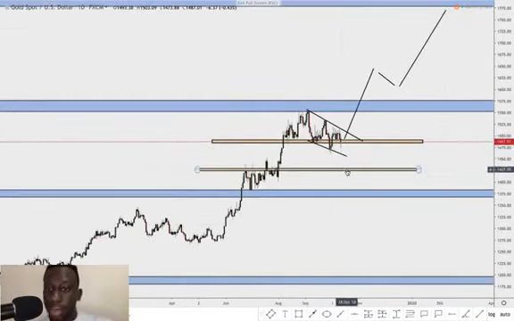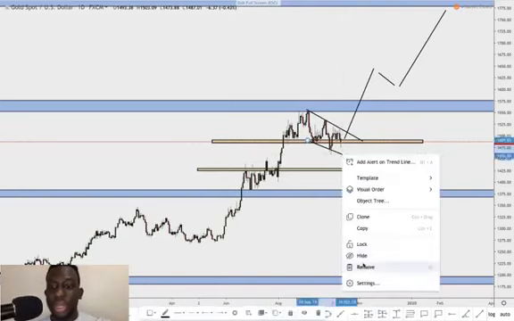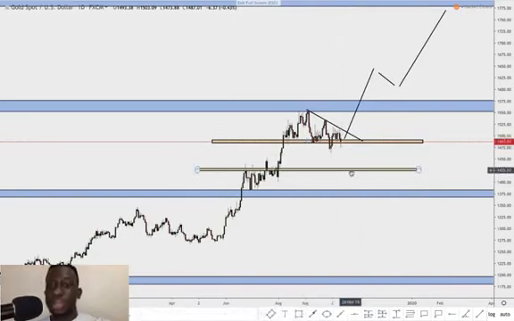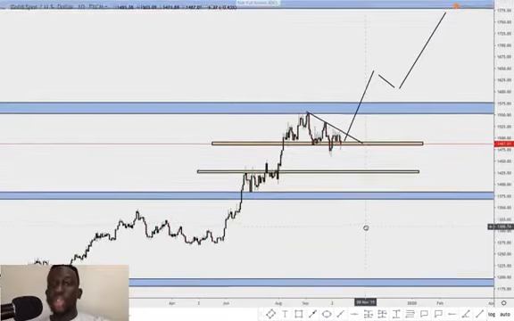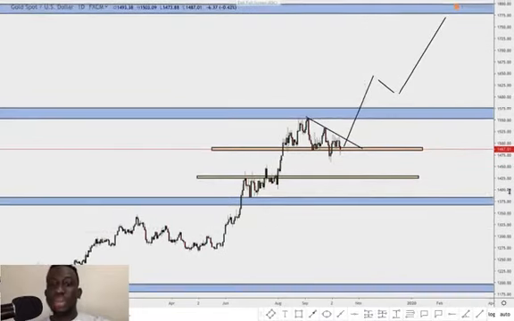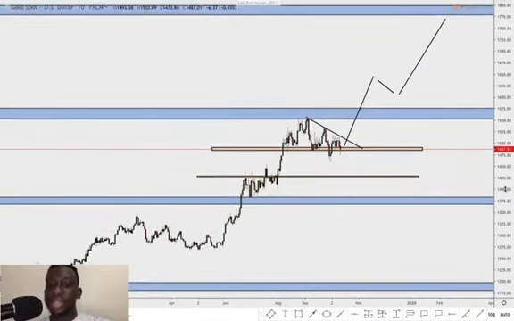However, if we break below, I already know where the next level targets are going to be. So even if I wanted to short this market, I know exactly where I should be shorting this market into. First level target will be here, second level target will be here. So guys, you can see this is exactly how you should be doing your top down analysis.